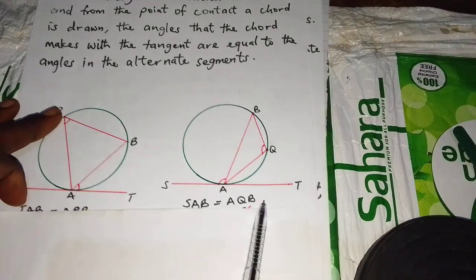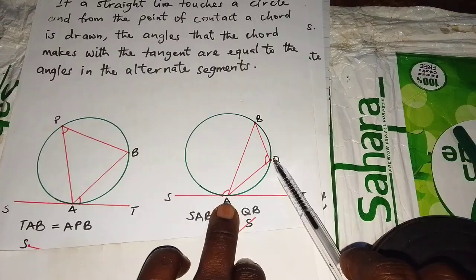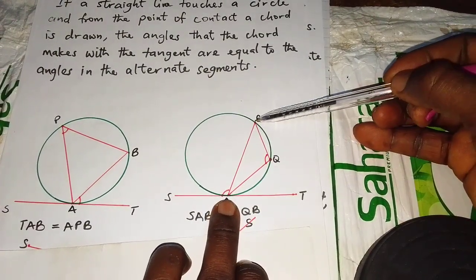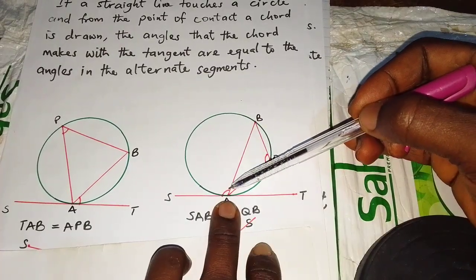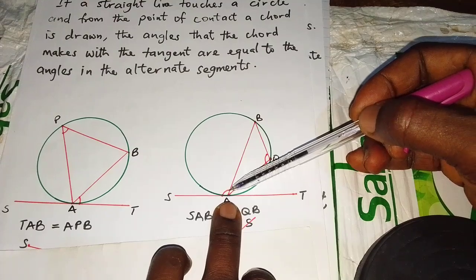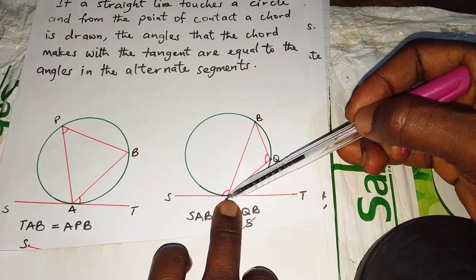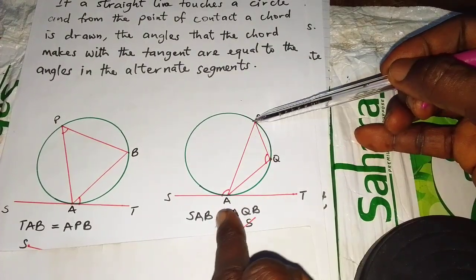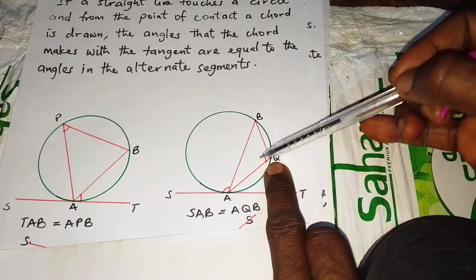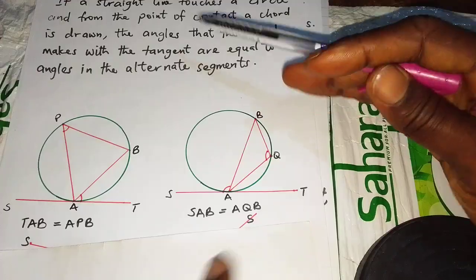Let's look at this other side. If this is a chord, from here to this place, and this is the tangent, the angle this chord makes with this tangent here will be equal to the angle it makes if you use this chord to draw a triangle touching the circumference. So the angle here will be equal to the angle we have here. So they are alternate segments.